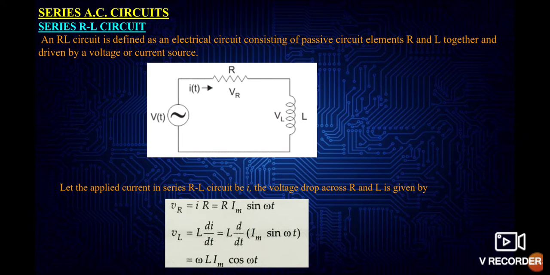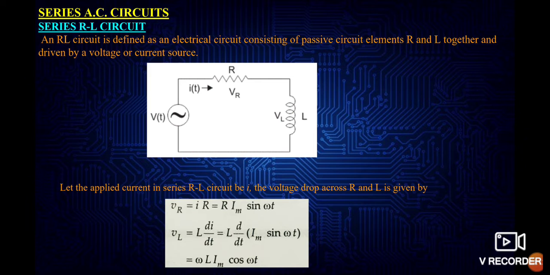First one is the series AC circuits. The series RL circuit is given with a supply voltage VT, representing a resistance in series with the supply voltage and an inductor in series with the resistor. An RL circuit is defined as an electrical circuit consisting of passive circuit elements R and L together and driven by a voltage or current source.